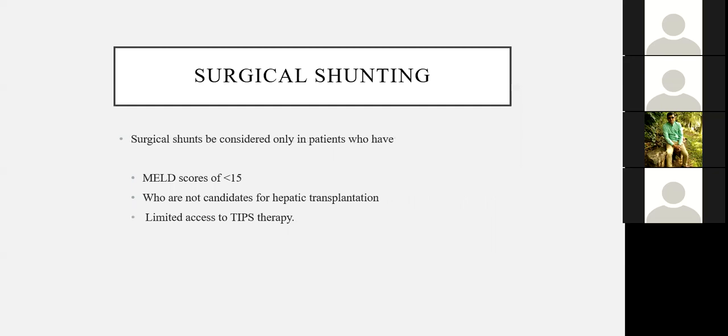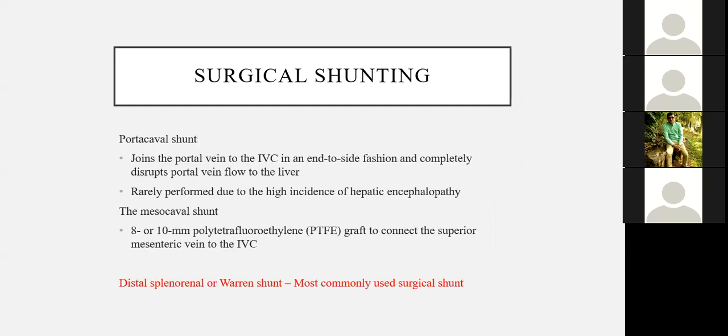Surgical shunting can be considered in patients with the following conditions: who have a MELD score less than 15, who are not candidates for hepatic transplantation, and who have limited access to TIPS therapy. This includes portocaval shunt, mesocaval shunt, and Warren shunt.